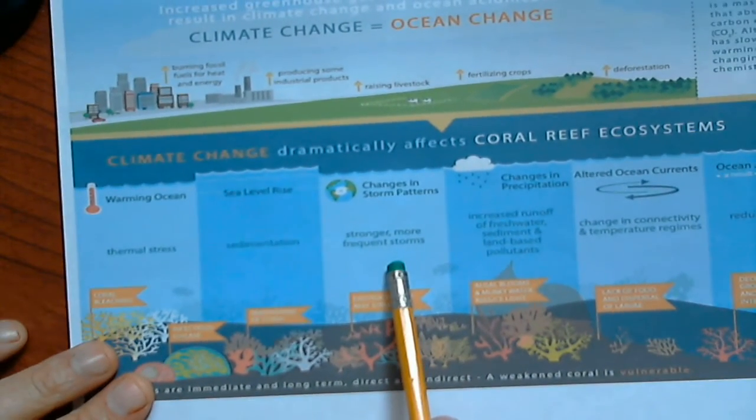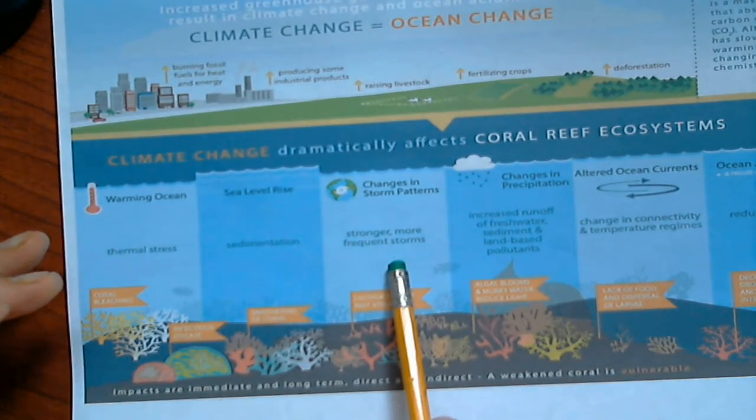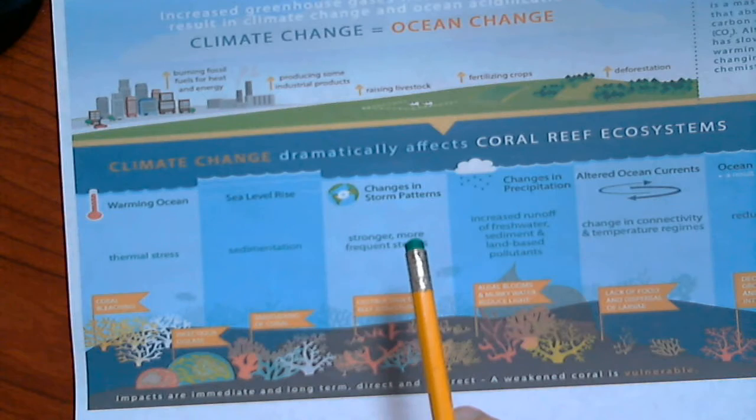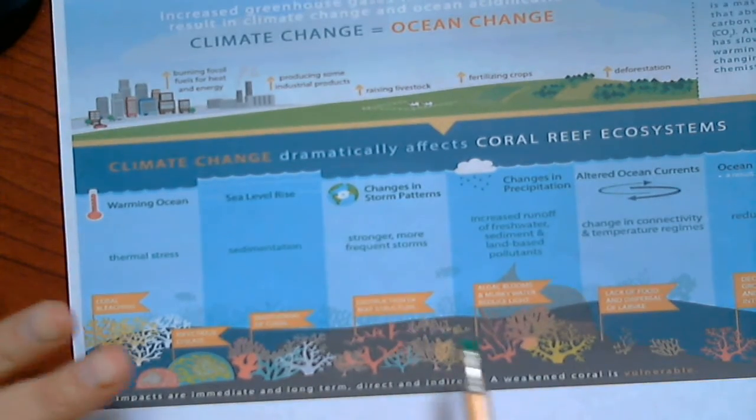Storm patterns. Remember, coral reefs formed over thousands of years. When you have storms that typically come in at a certain area from a certain direction, the corals have adjusted to that as the reef has been built up over thousands of years. But now if that current is coming in from a different angle, it can completely devastate a reef, okay?